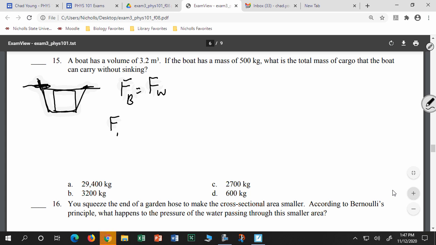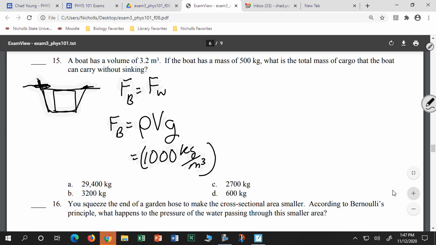I want to figure out what is that buoyant force. That would be rho times V times g. It's going to be 1,000 kilograms per cubic meter. It's the density of water. That's on your equation sheet, but just know it. Times V, which is 3.2 cubic meters, times 10. That's 32,000 newtons. So I have 32,000 newtons.